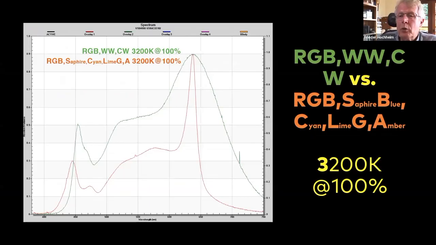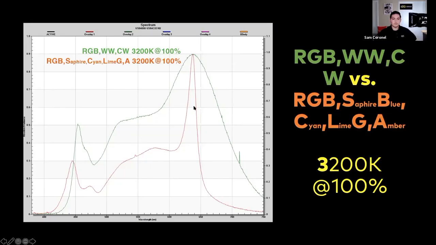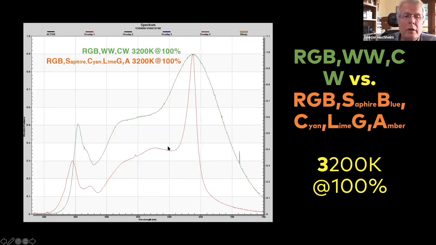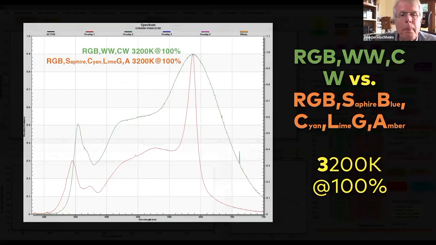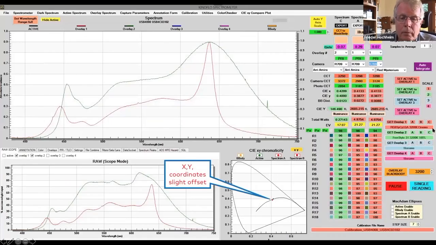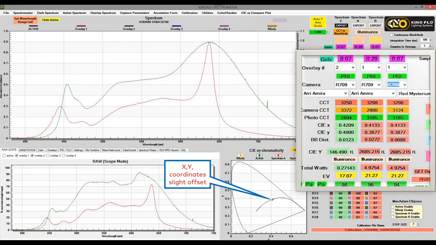Now, if we compare someone who is going for white reproduction using a lot of different wavelengths, how does that play out? So here again, we have the 2 whites, nice and broad, full spectrum, and we're trying to construct a spectrum now using multiple sources. So red, green, blue, sapphire blue, cyan, lime green, amber. And XY coordinates, they're a little offset. When we look at the actual numbers up here, close enough. We're not going to see an issue with that. I mean, those are damn close.